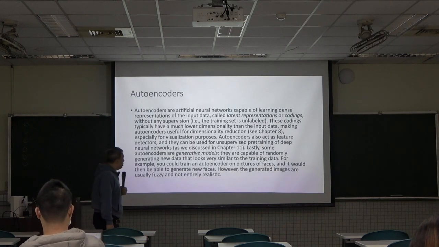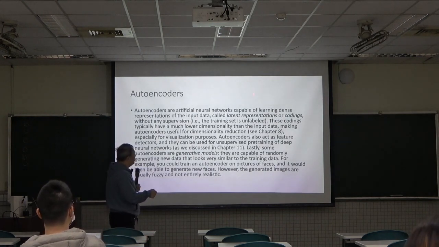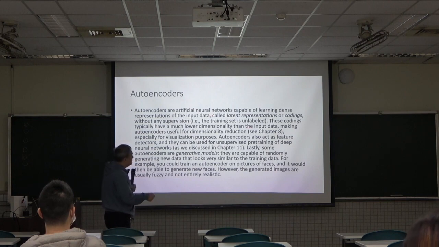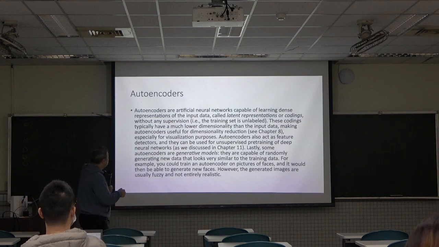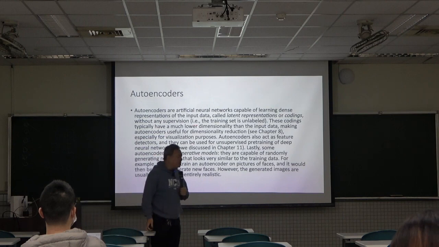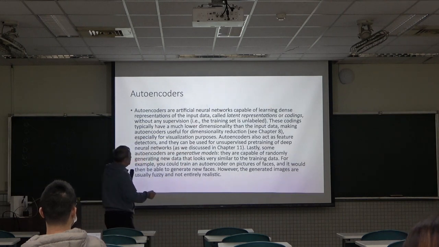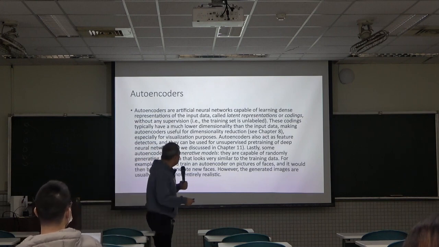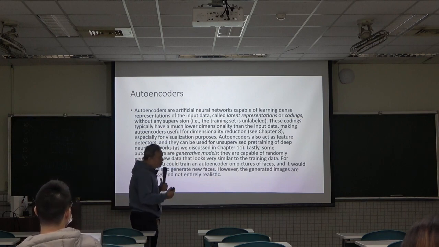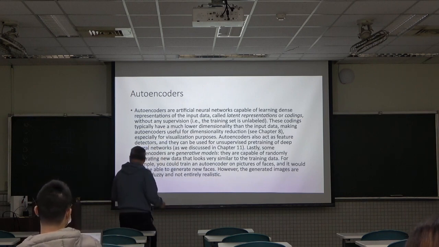Autoencoders are artificial neural networks capable of learning dense representations of the input data. This dense representation is called a latent representation or coding, learned without supervision. So you can say it's a kind of self-supervised learning, because the training set is unlabeled. Why we don't need labels, I'll explain shortly.